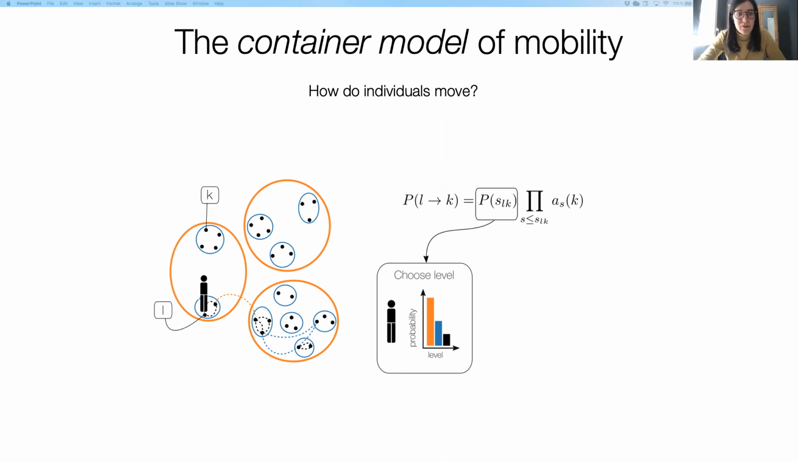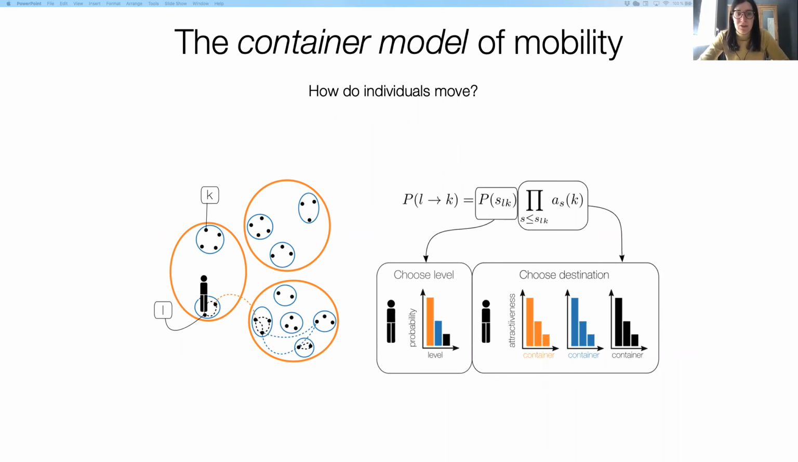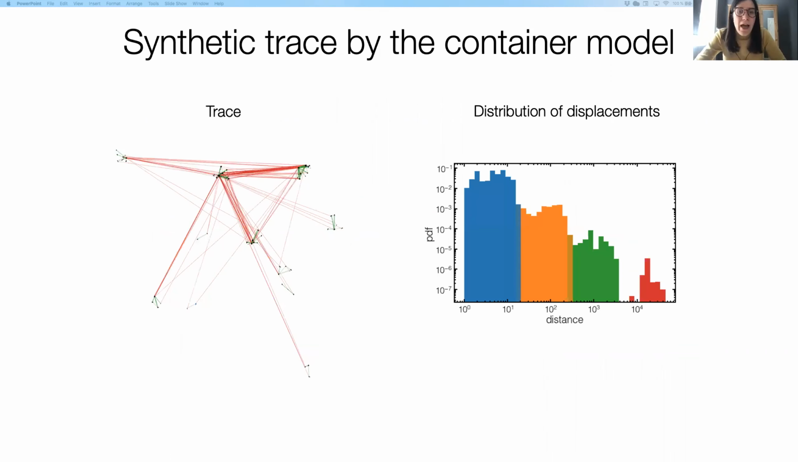So we choose first at which level we want to travel, and then we choose a location based on the attractiveness. So this is sort of like the core of the model. And this is like a generative model. So we can use this model to generate trajectories. So here what you can see is a trace that is generated by this container model. It's just like an agent-based model.